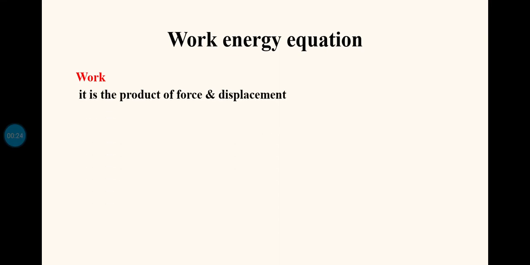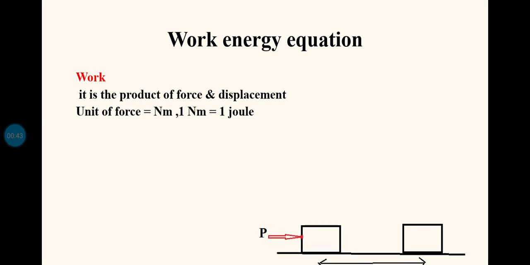So work is the product of force and displacement. Work is defined as the product of force and displacement. The unit of force, we know, is Newton, and the unit of displacement is meter. So the unit of work will be Newton meter, also known simply as joule. So 1 Newton meter equals 1 joule.